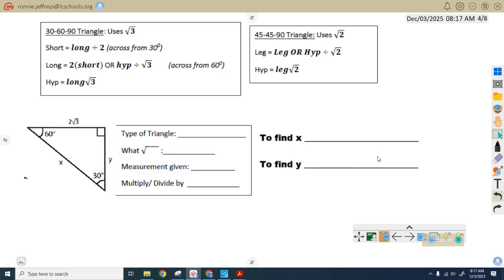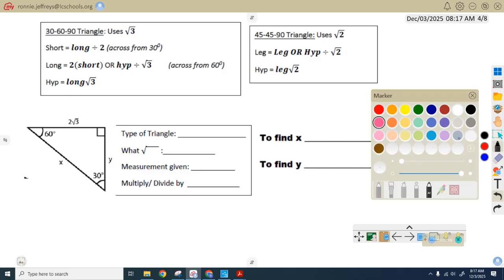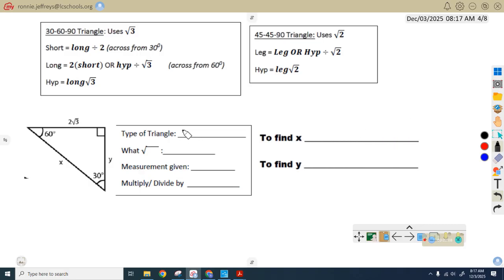Which triangle do we have here? 30, 60, 90. See? It's getting easier as we go along. All right. And what square root does that use? Root 3. All right. Oh, no. There's one of those crazy things right here. What measurement is given? 2 root 3.